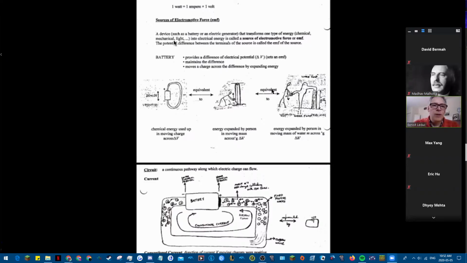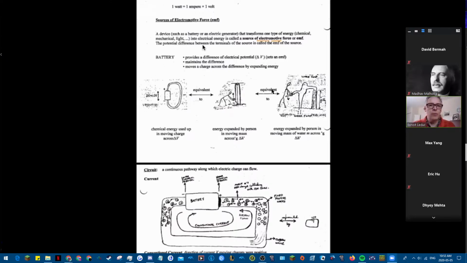This is a device that will set the electrons into motion. That's why it's called electromotive force. It generates an electrical field, there's a force, and it sets those charges in motion. So the potential difference between the terminals of the EMF source is called the voltage.